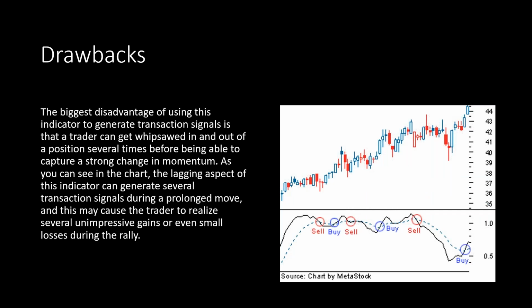Now, as I mentioned earlier, the biggest disadvantage of using the indicator-generated transaction signals is that a trader can get whipsawed in and out of position several times before being able to capture a strong change in momentum. As you can see in this chart, the lagging aspect of this indicator can generate several transaction signals during a prolonged move, and that can cause the trader to realize several unimpressive gains or even some small losses during the rally.